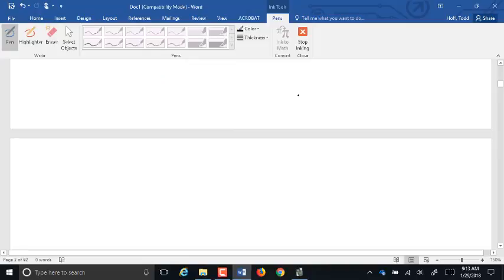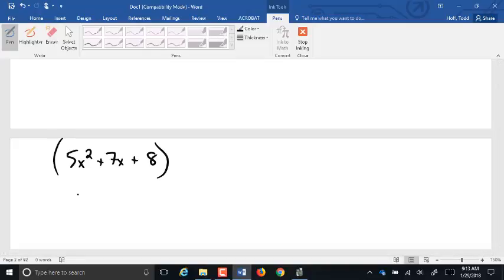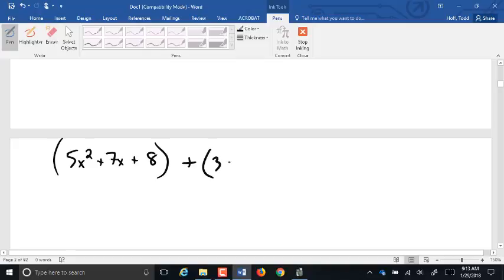Okay, so if I take a look at something like 5x squared plus 7x plus 8. Now I put it in parentheses here not because it's making me do anything there first. I'm putting in parentheses just like I did with my negative numbers to just separate them out from the rest of the problem. So 5x squared plus 7x plus 8 plus 3x squared plus 5x plus 1.